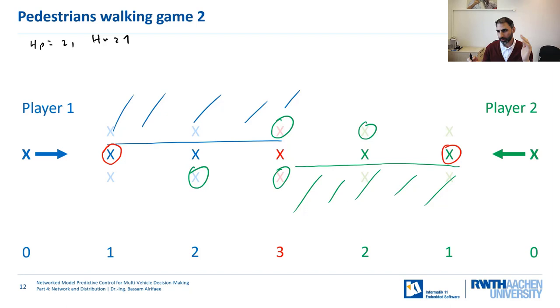So they exchange their plans and move. Both players know the plan of the other player from this time step. Do you see the point? Now, player number one tells player number two, this is my plan. Number two tells number one, this is my plan, and they move. Let me change the colors. So here is number two.